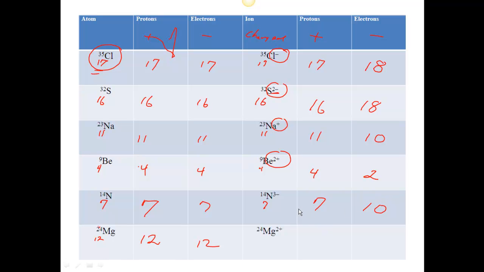And finally, magnesium has a +2 charge, so it has 12 protons, and 2 more protons than electrons, so it only has 10 electrons.